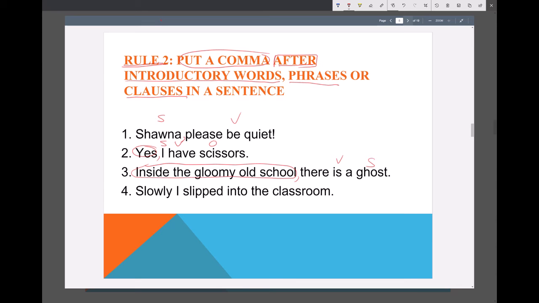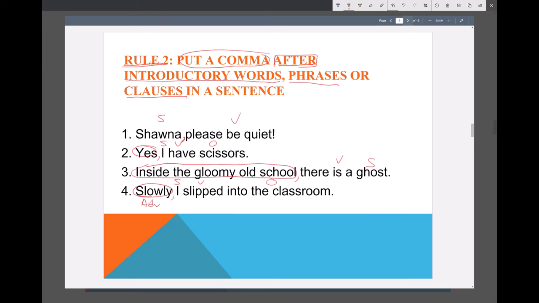How about number 4? Slowly, I slipped into the classroom. Where should the comma go? If you put the comma after slowly, you're right. Here you have I slipped into the classroom. And how did that person slip into the classroom? Slowly. There's an adverb there. And that's the introductory word. It's introducing how I, or this person, slipped into the classroom. So again, the rule is put a comma after an introductory word.